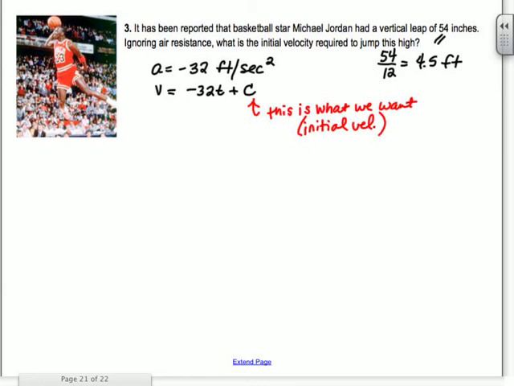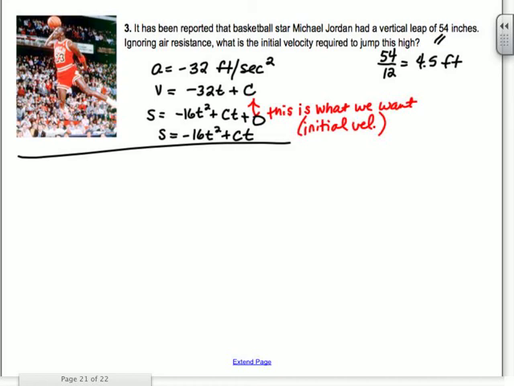So let's go ahead and get position. So negative 16t squared plus c times t plus, what's my d value? 0, because he's starting from the ground. Okay, so I have my three equations. Okay, we want to talk about that exact moment when he's 4.5 feet in the air.